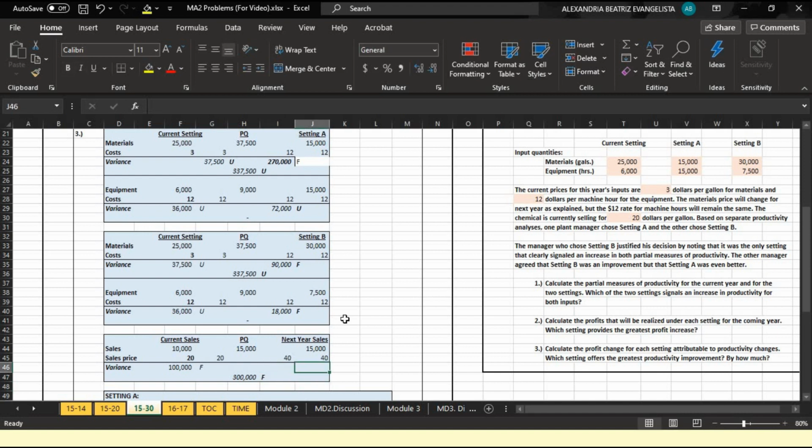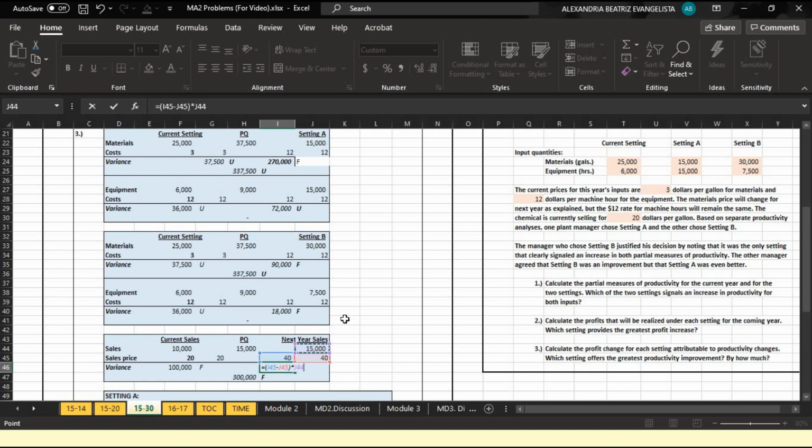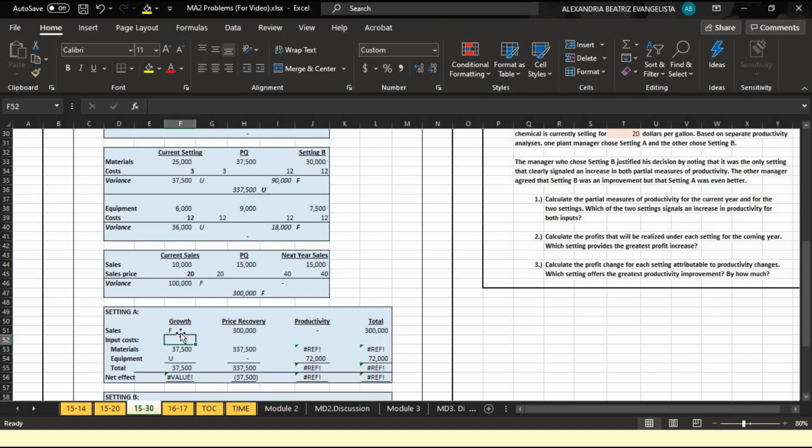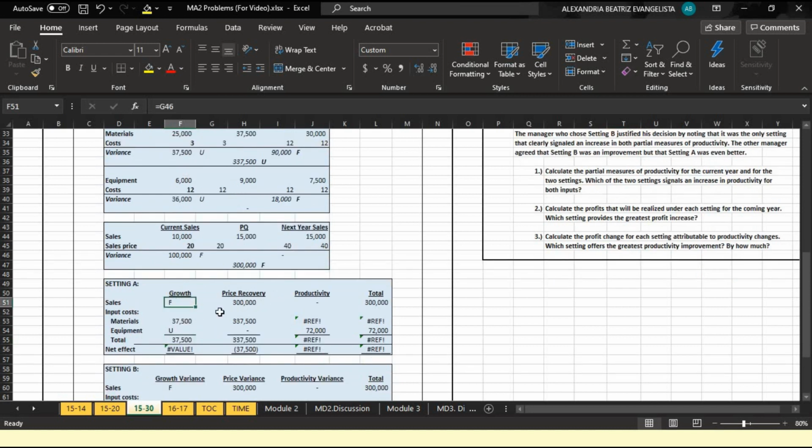And then lastly, for the variance that corresponds to productivity, that is computed by 40 less 40 multiplied by 15,000, that would give us 0. This is always 0. So there you go. Let me erase this one.